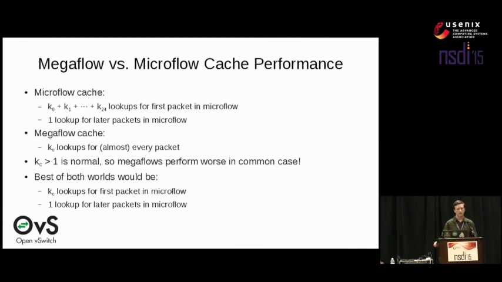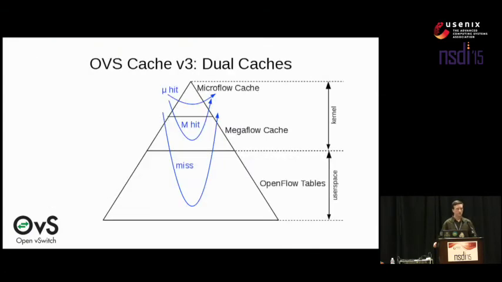And if even the megaflow cache misses, then it goes to user space, puts it through all of the OpenFlow tables, and then populates the megaflow cache and the microflow cache from that verdict. So that's what I'm planning to say about Open vSwitch and its caching.